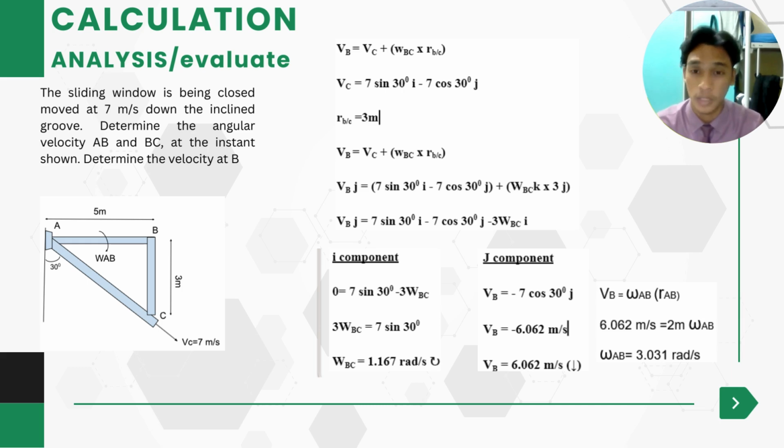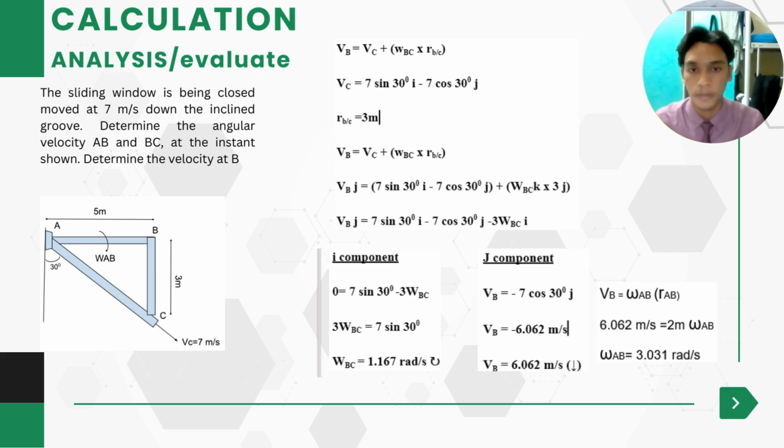Let's move on to the question. The sliding window is being closed, moved at 7 meters per second down the inclined groove. Determine the angular velocity of AB and BC at the instant shown, and determine the velocity at B. Before we go further, let's first analyze the diagram. The diagram already states that omega AB is rotating about the fixed axis at A, clockwise.